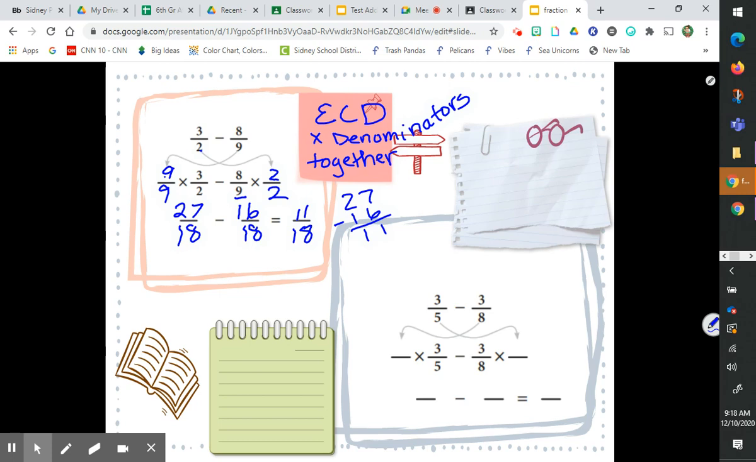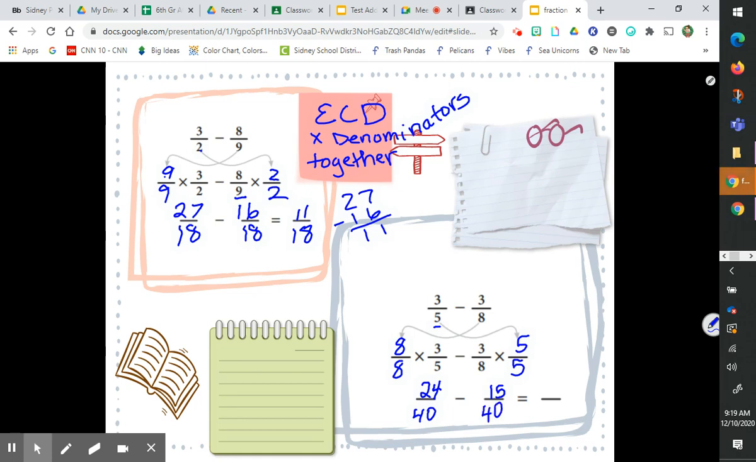The next example says 3/5 minus 3/8. So of course I'm going to put the 5/5 here. I'm taking this denominator and I'm sharing it over there, changing it into a 1. Over here I'm doing 8/8. Okay. And once I multiply these two together, I get 8 times 3 is, I hope it's 24. 8 times 5, 40. 3 times 5 on the other fraction is 15. 8 times 5 is 40.